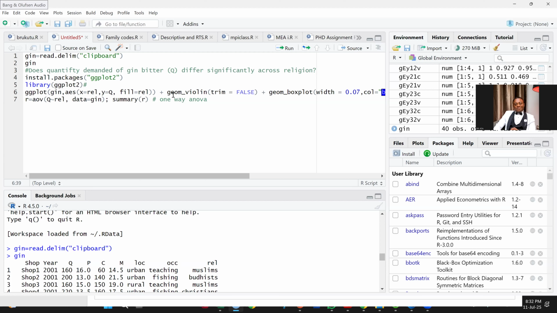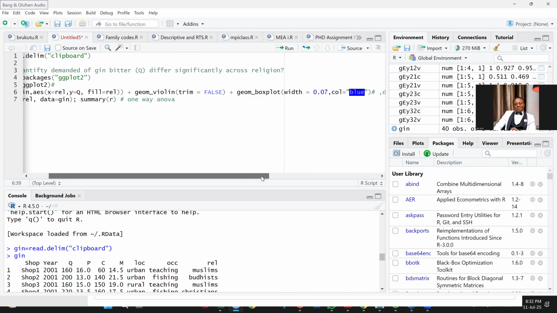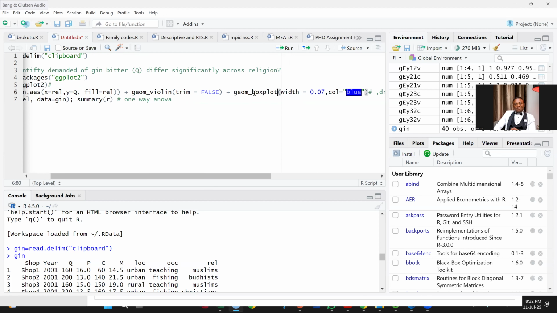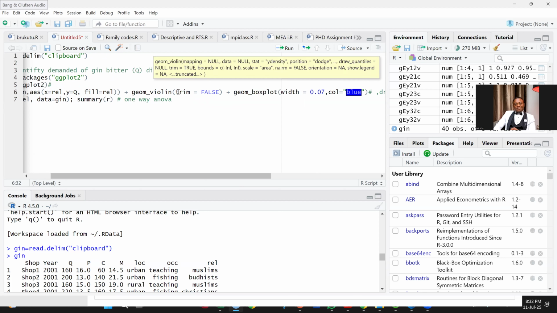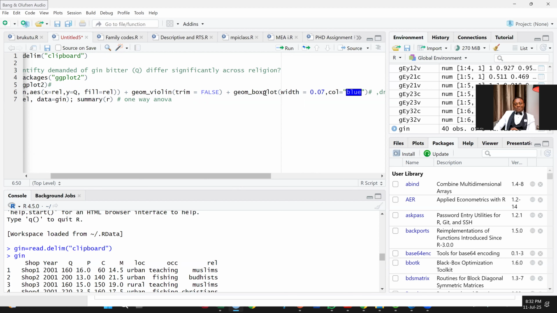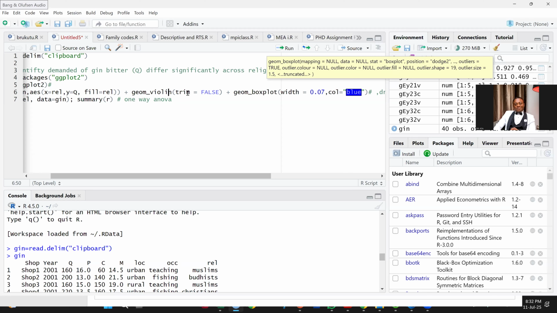And then this geom underscore violin is going to create a violin plot. And then inside the violin, it's also going to create a box plot. When you watch my video, you see the essence of these two. This is the most difficult one I'm trying to do with you. The rest are all easy. You can check the rest later. A box plot is always inside a violin plot.